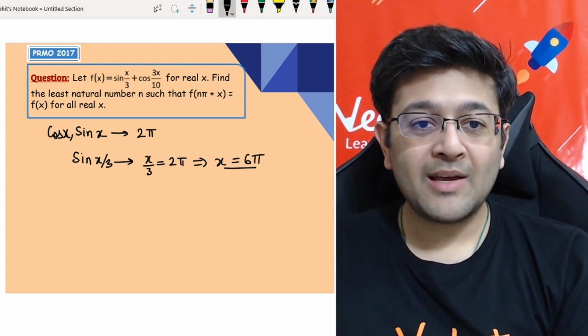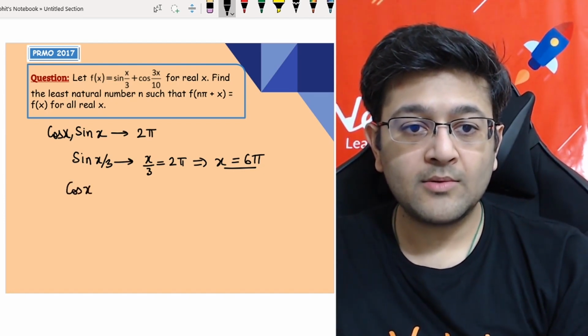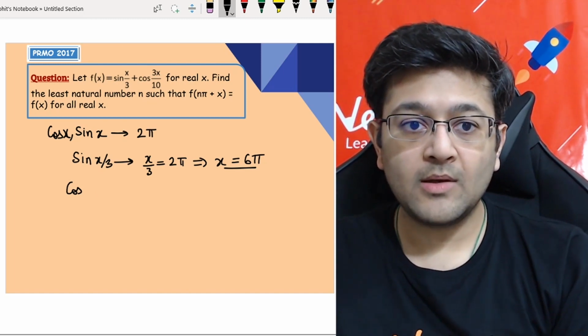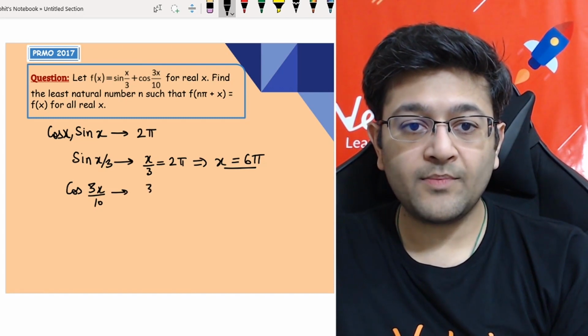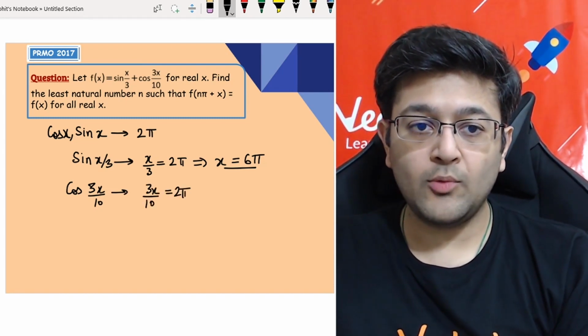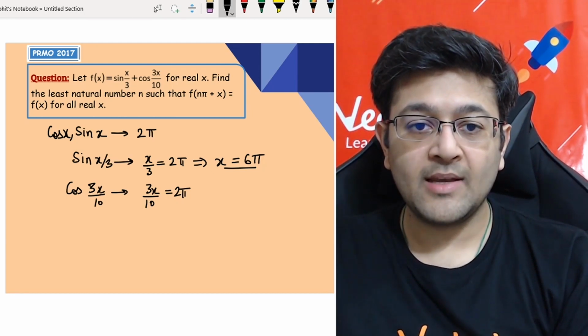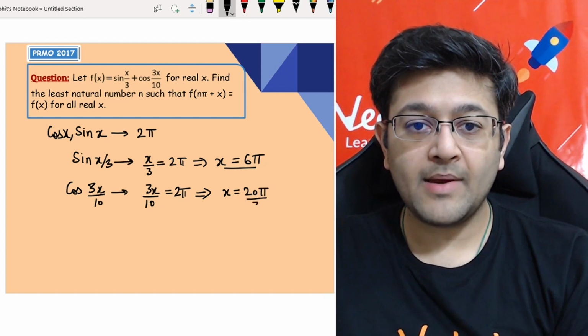Okay, तो अब क्या करेंगे? Now let's see about the cos 3x by 10. In this case also, this 3x by 10 should be equal to 2 pi, right? Period पूरे अंदर के टर्म का 2 pi होना चाहिए. So it will give us x is equal to 20 pi by 3.